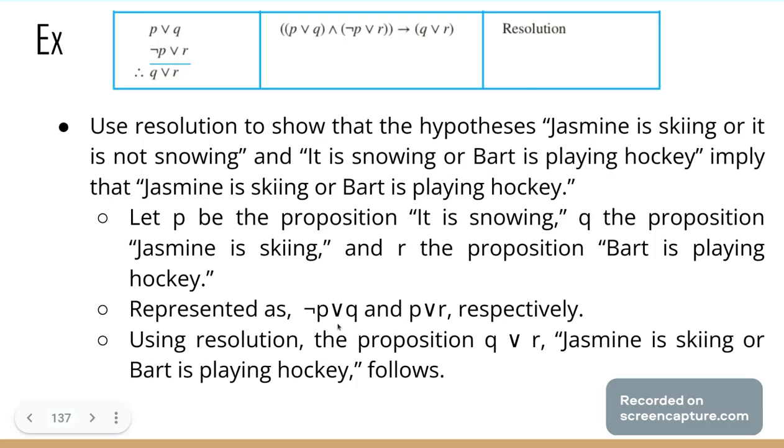So now we have two premises, one of the form P or R and the other not P or Q. Now this is in the form of the resolution. So we leave out P and not P, and we have Q or R, which is Jasmine is skiing or Bart is playing hockey. So the argument is valid and the conclusion follows.